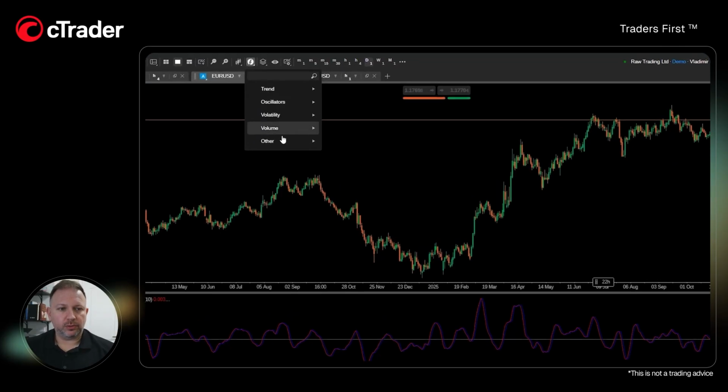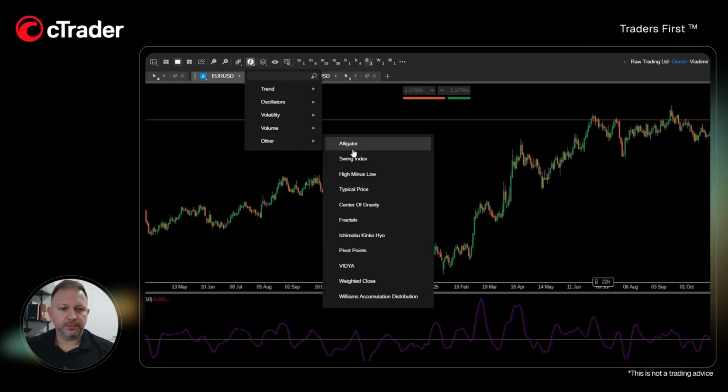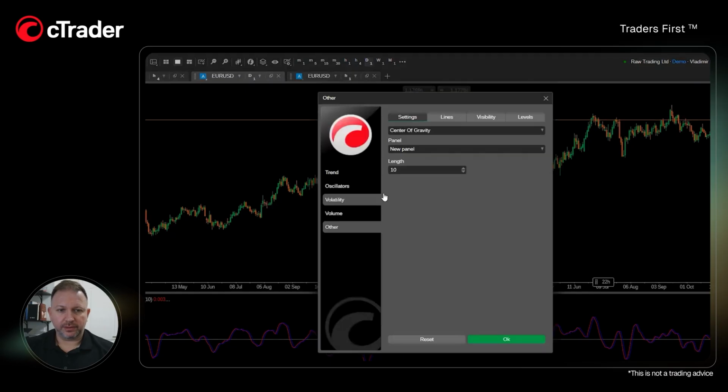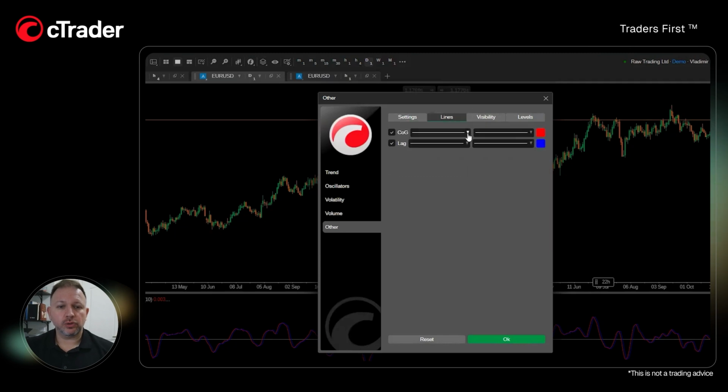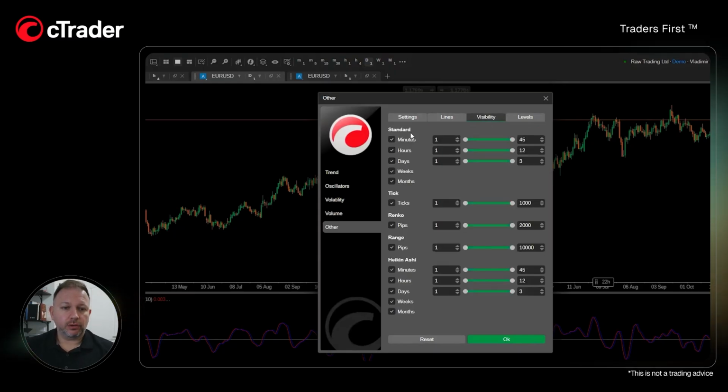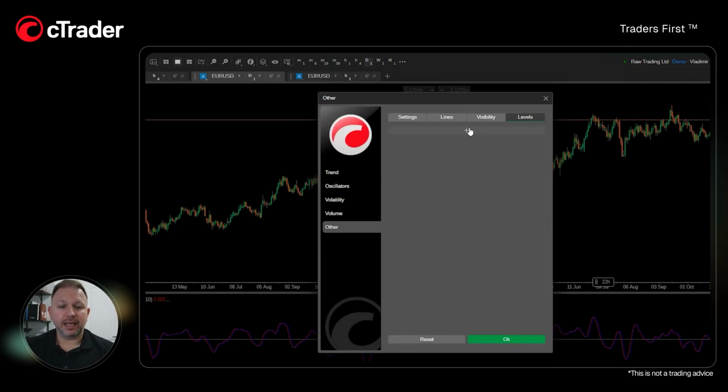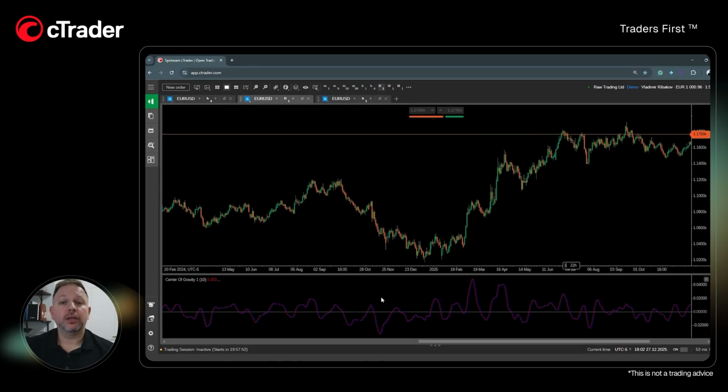We go to the indicator section, and under other you would see the center of gravity. But this is how it comes by default with the length of 10. You can of course change that, but you can also predefine the two lines, the COG and the LAG lines. You can decide the type and the thickness of the lines. You can also choose what time frames and chart types you want to see that, and add the level. I personally love the level of 0. I'll show you on the chart. Click OK, and that's what you will get on the chart.